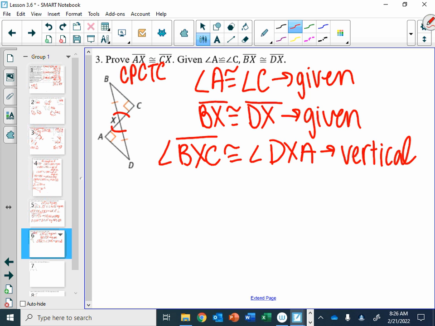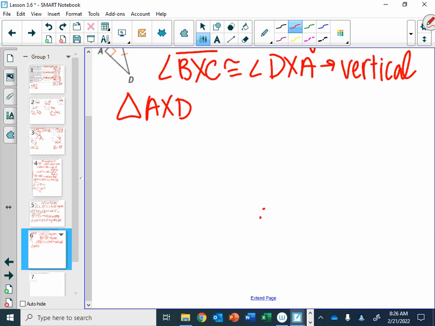All right. So I've got an angle, I've got a side, I've got another angle. How are these triangles congruent? Angle side angle or angle angle side? Angle angle side. Good. That side is not in between the angles. If it were angle side angle, that would mean that sides AX and CX got to be congruent, but they're not. Okay? So I can say, let's see, triangle AXD is congruent to CXD by angle angle side.